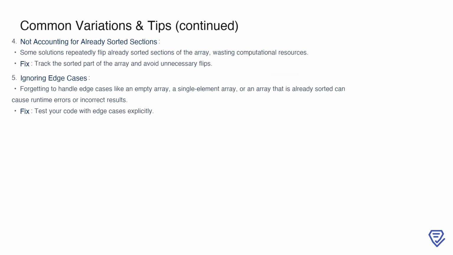Another common pitfall in pancake sorting is failing to account for already sorted sections of the array. Repeatedly flipping parts of the array that are already sorted wastes computational resources and slows down your solution. To address this, keep track of the sorted portion of the array and skip unnecessary flips. Additionally, overlooking edge cases can lead to runtime errors or incorrect results. For example, an empty array, a single element array, or an array that is already sorted are all scenarios that need explicit handling. Testing your code with these edge cases ensures it performs reliably under all conditions.